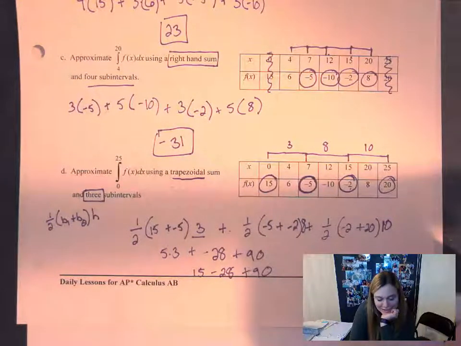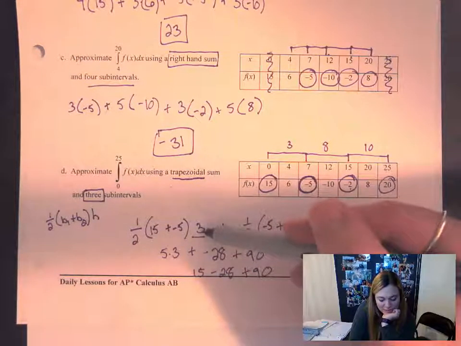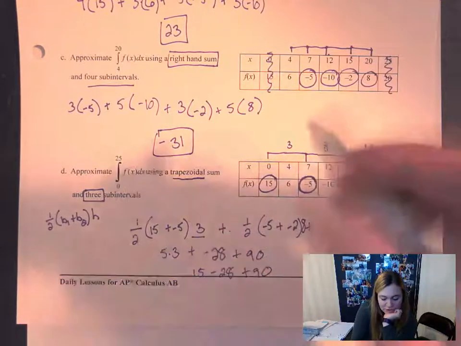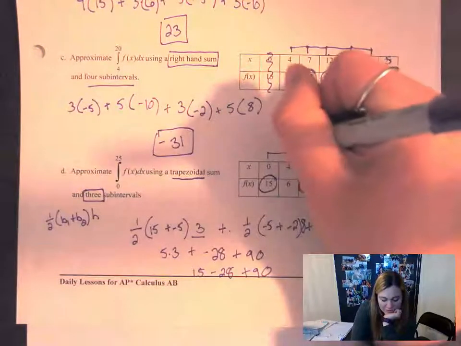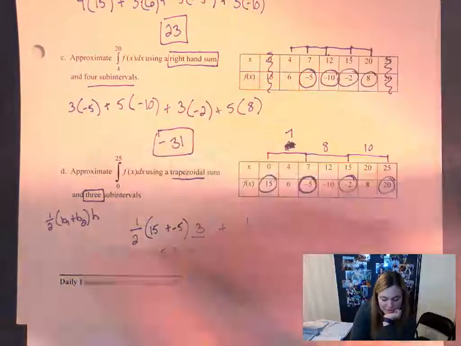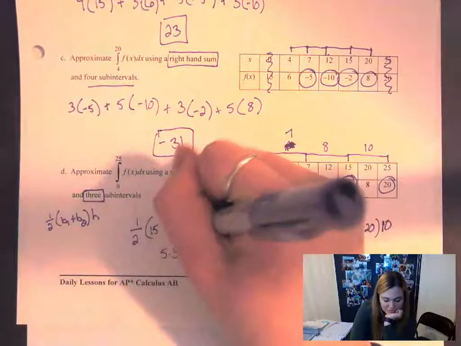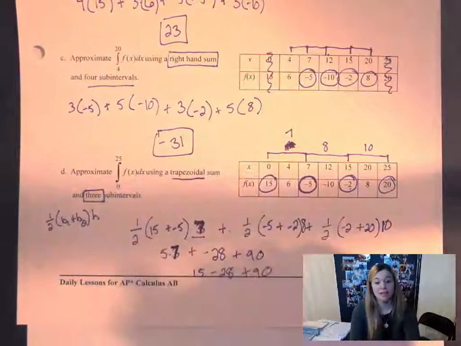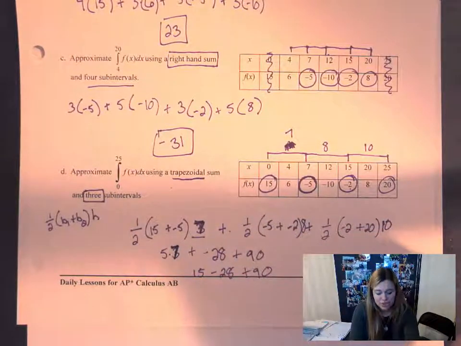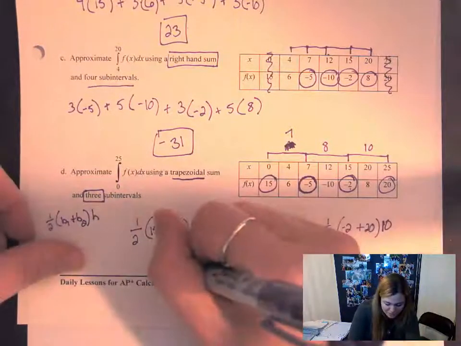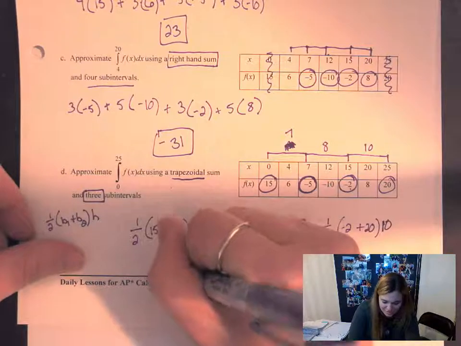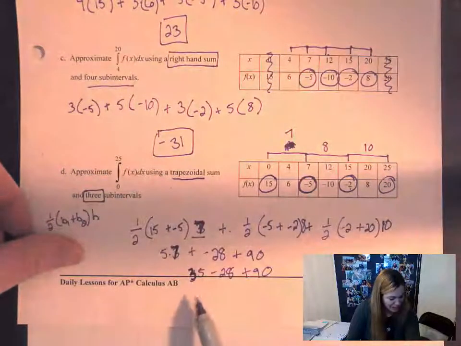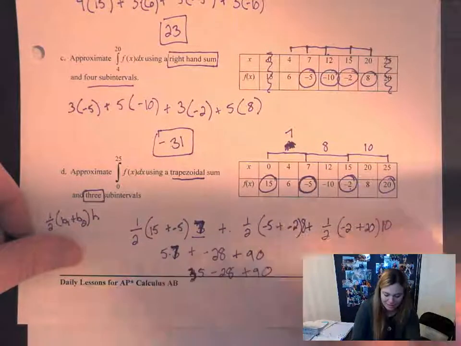I made a mistake. So you see right here, the distance between 0 and 7 is 7. I'm just modeling, you know. Check yourself just in case you wrecked yourself. And then fix it. Okay, so this would be 35 minus 28 plus 90. There we go.